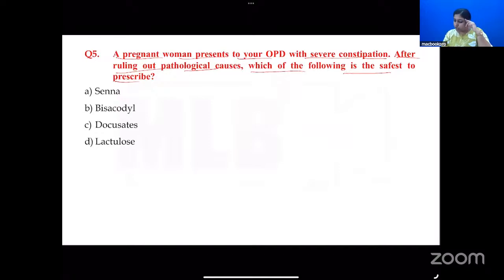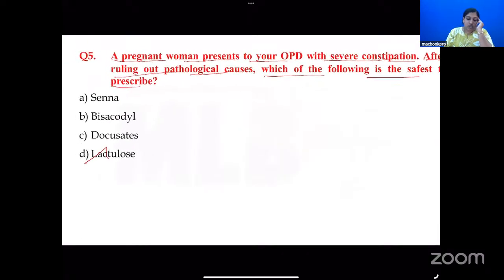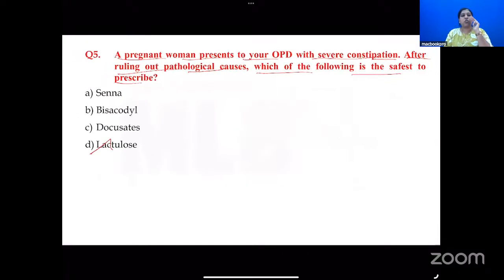Yes, very good, Sugant. Very good, Shalini. The answer is lactulose. Yes, lactulose is one component which is not absorbed, right? It is going to primarily act on the constipation and give relief. So it is an osmotic purgative, as you all know. So it is very safe during pregnancy. So what about Senna and bisacodyl?